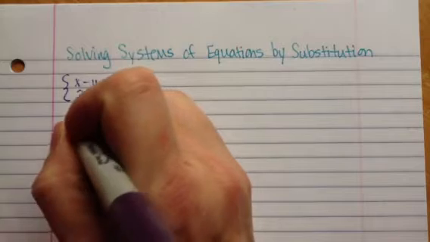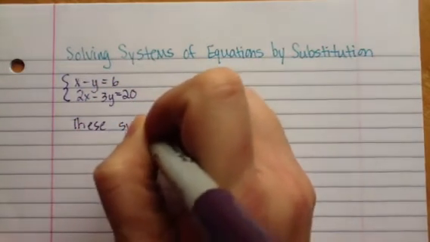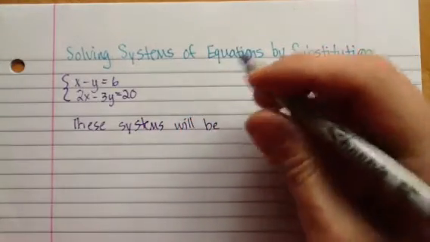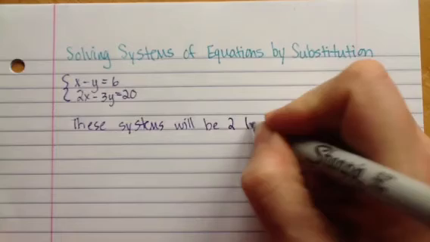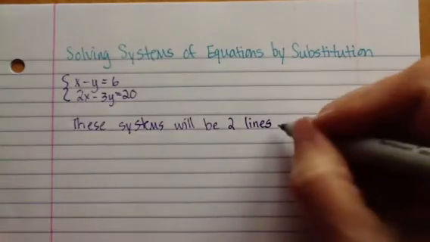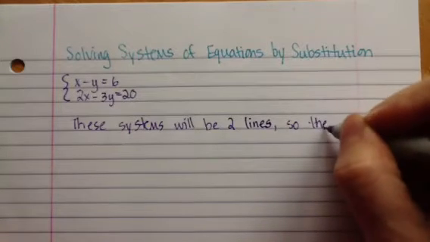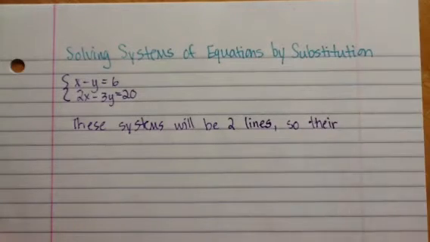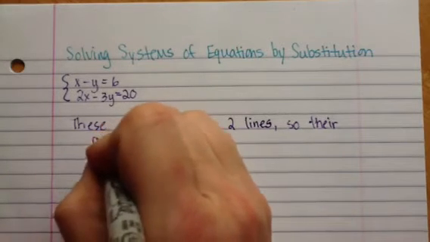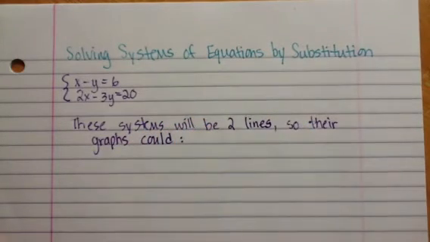These systems will be two lines for now. We will work into graphing systems that have a line and a parabola, or two parabolas, or maybe a circle and a parabola. At this point though, these systems will be two lines, so their graphs could do one of the following.